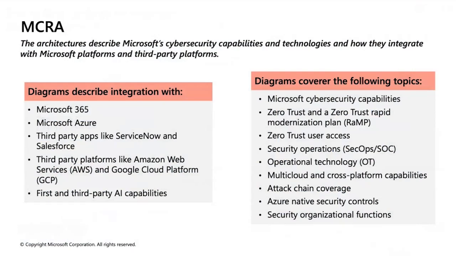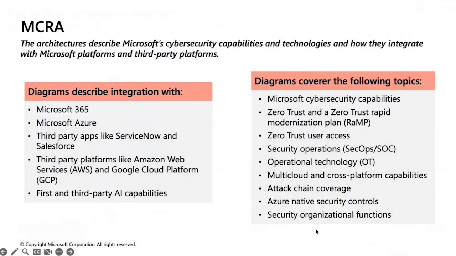These different architecture diagrams include cybersecurity capabilities, zero trust and zero trust RAMP, zero trust user access, what comes in security operations, SecOps and SOC, what comes in OT, what comes in multi-cloud and cross-platform capabilities, attack chain coverage, Azure native security controls, and security organizational functions.